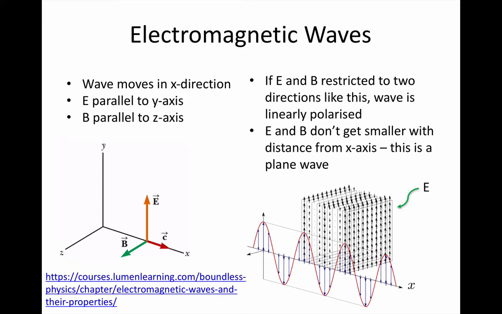So we assume that the magnitudes of the electric and magnetic fields of the waves we're going to be looking at only depend on their position along the x-axis. And we call this a plane wave.